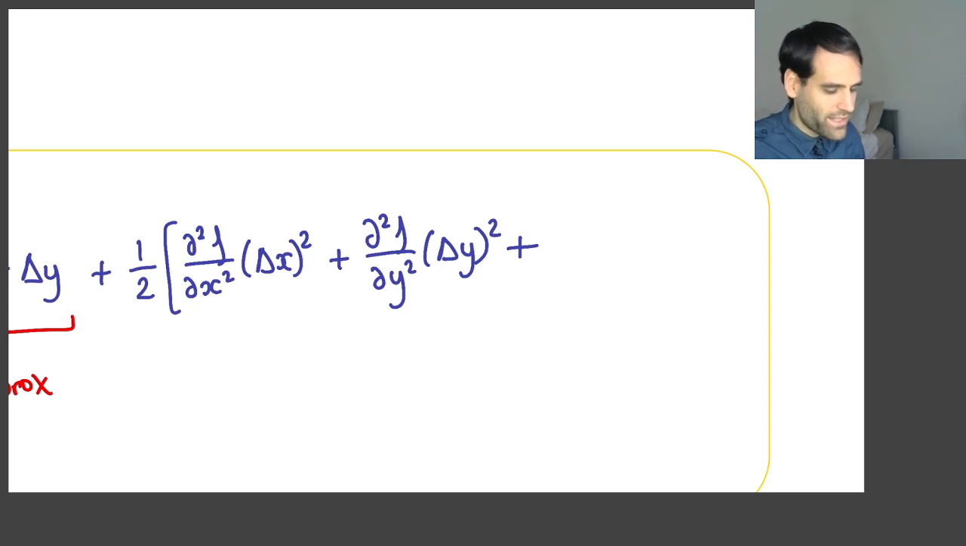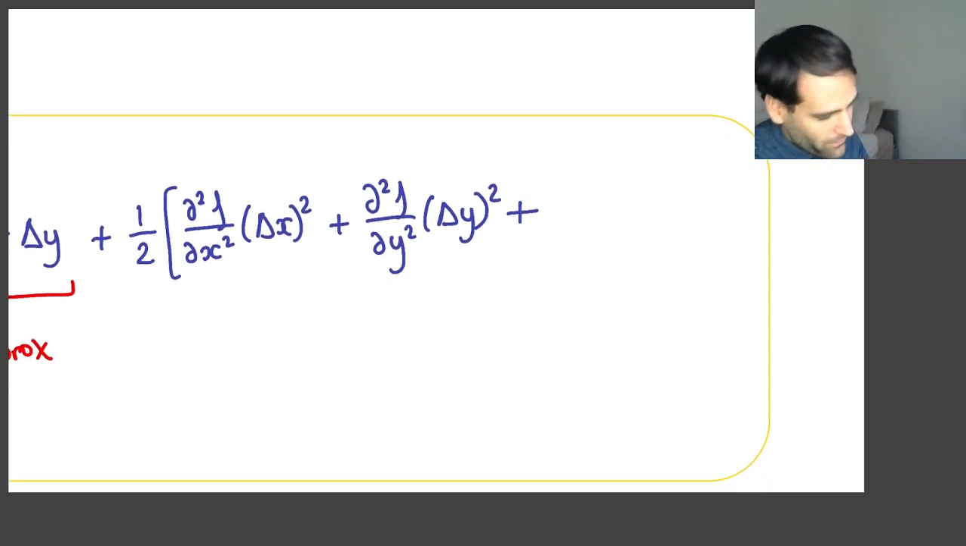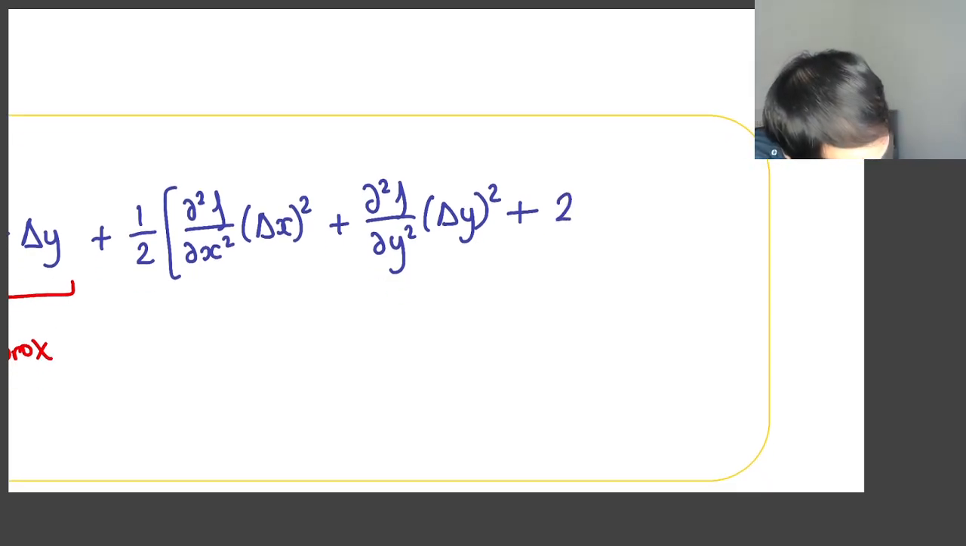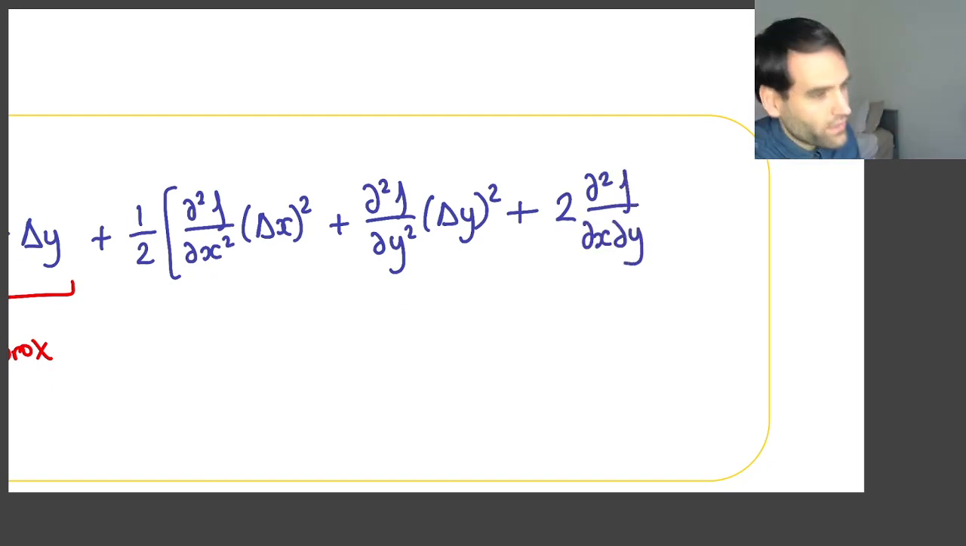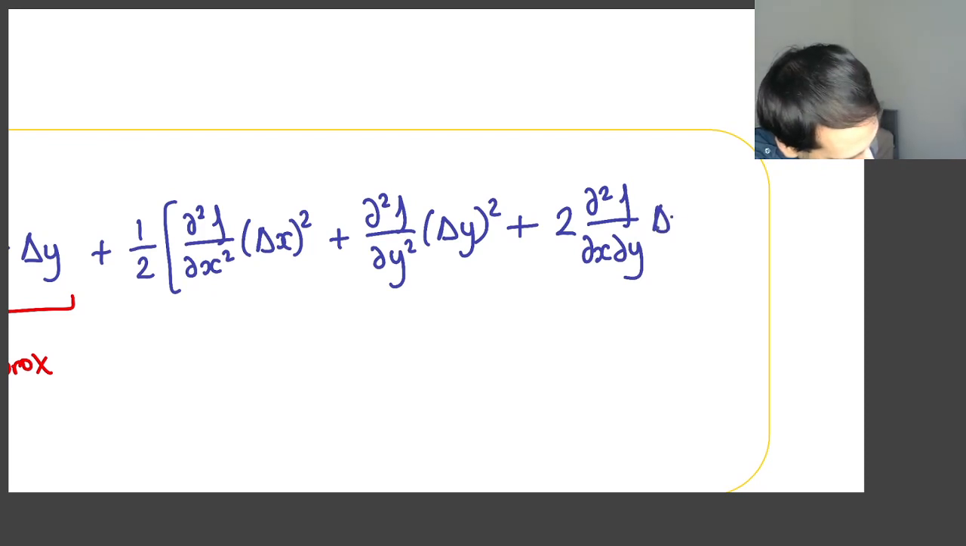Since they are equal, you know that fxy is equal to fyx. Yeah, they are equal, and therefore we can group them. So we can say plus twice the second order partial derivative of f with respect to x and with respect to y times delta x times delta y.